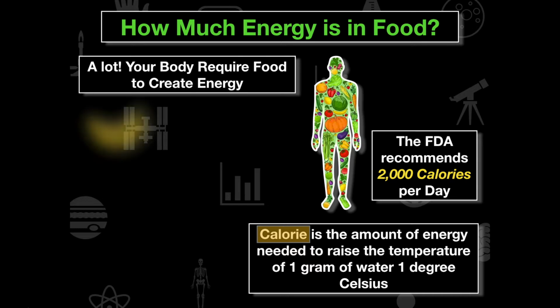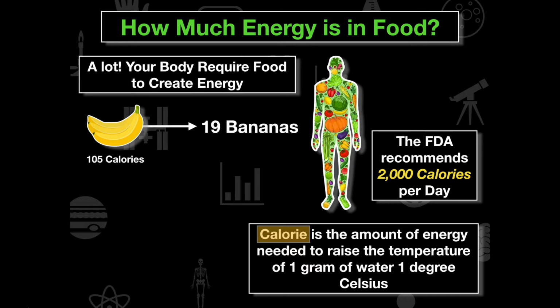Now, let's look at some typical foods. We have 105 calories in a banana. And if I were to consume 19 bananas, well, I would have a 2,000 calorie intake of those 19 bananas over that 1 day period.